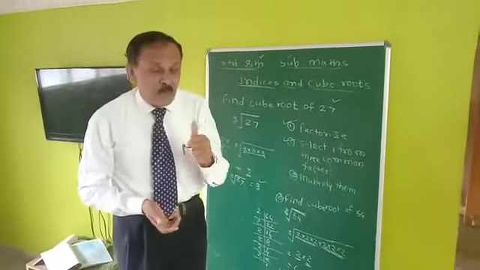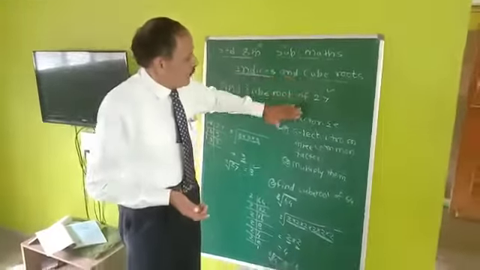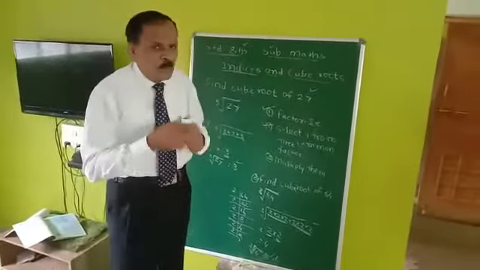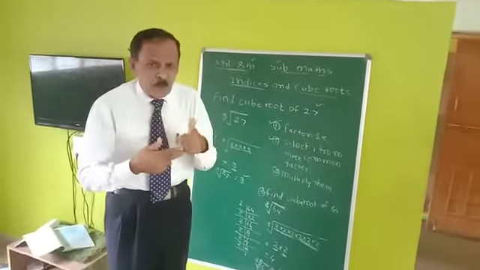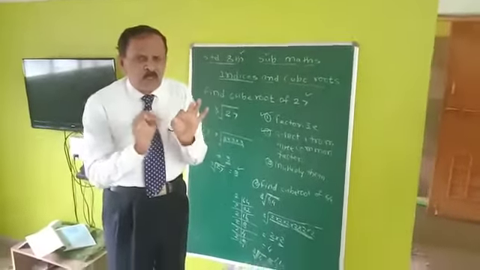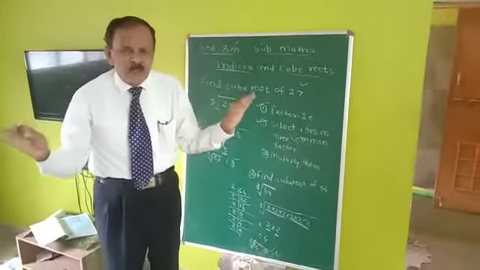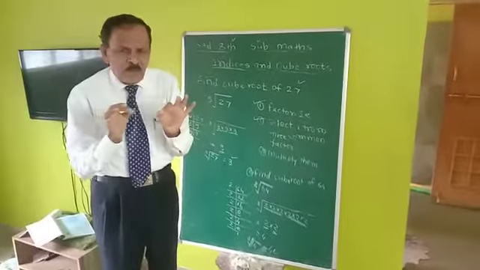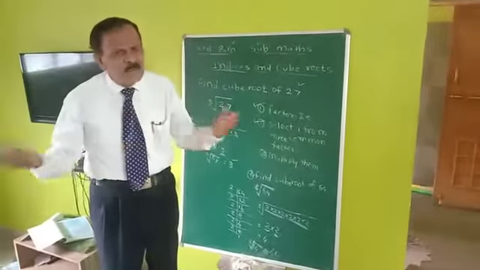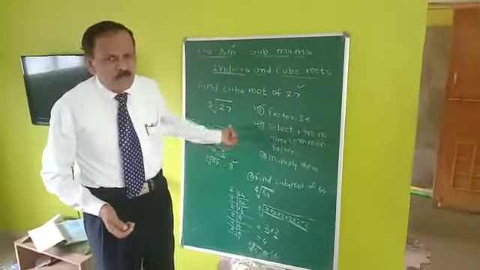Finish. I told you that when we have to make the cube or find the cube root, a positive number gives a positive answer. Mean plus plus, minus minus. Okay, how simple it is.